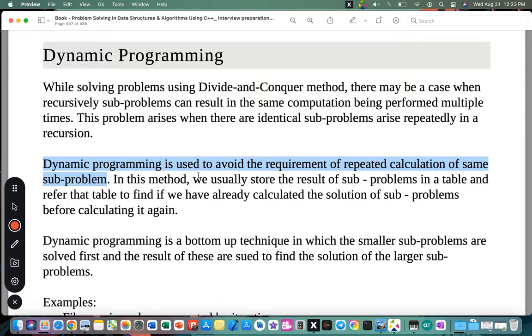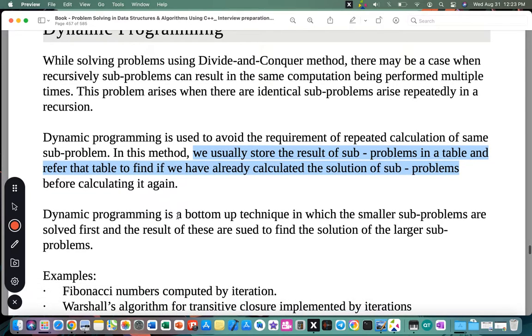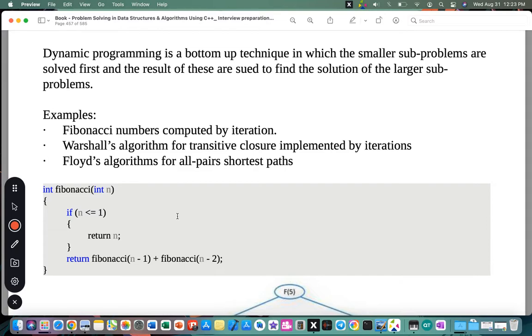In dynamic programming, we usually store the result of the sub-problem in a table and refer to that table to find if we have already calculated the solution of the sub-problems before calculating it again. So we just check, see if we already did this. Dynamic programming is a bottom-up technique in which the smaller sub-problems are solved first, then the results of these are used to find the solution of the larger sub-problems.